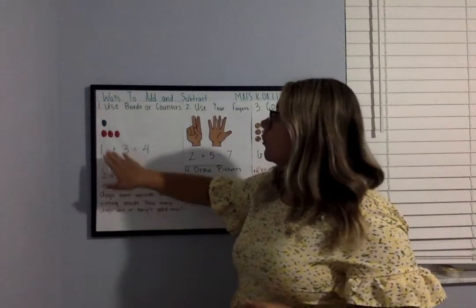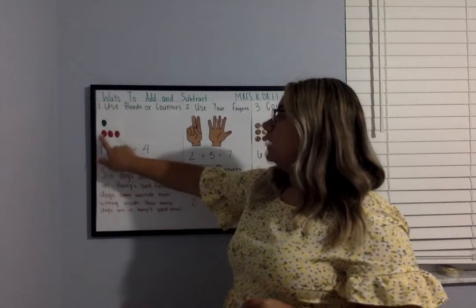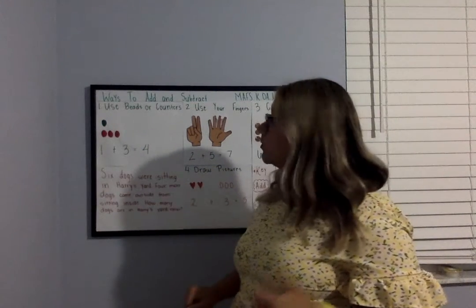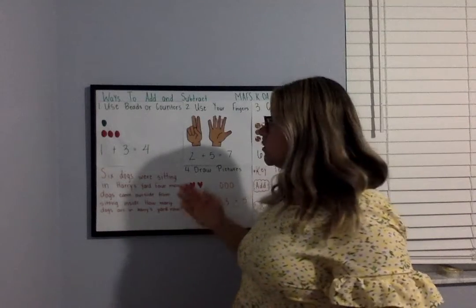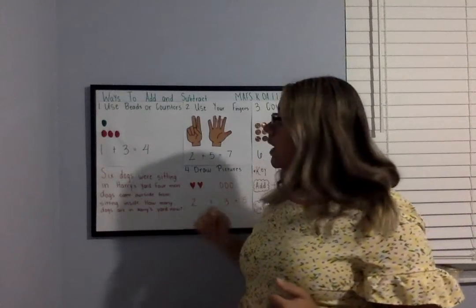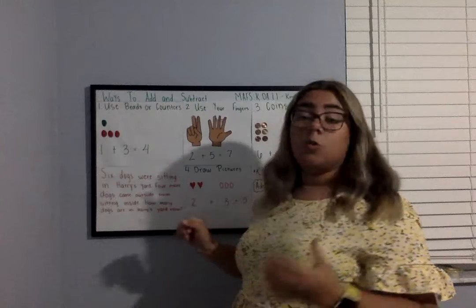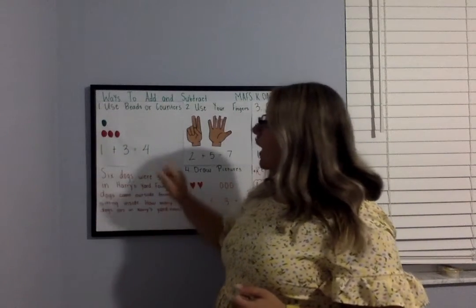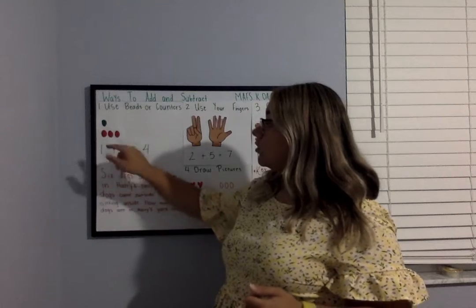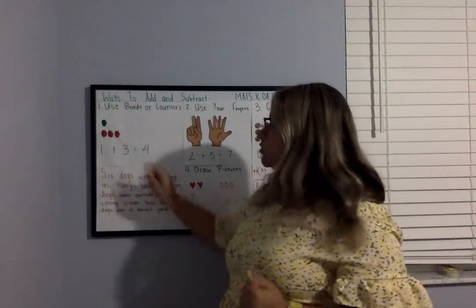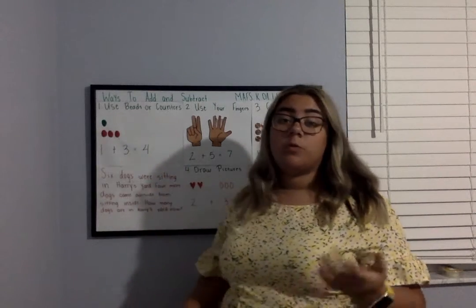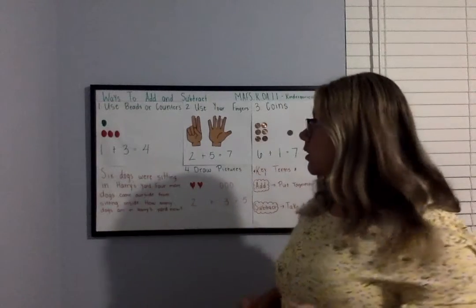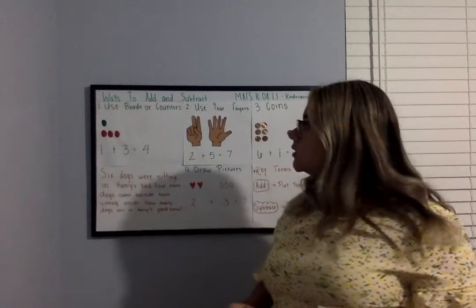So for this example, we have one green counter and three red counters. So students would do 1 plus 3 equals 4. If they were subtracting, we would start with all 4 counters, and we would cross out 3, so we'd cross out the 3 red counters, and students would be left with 1 green counter. So students would put that as their answer.